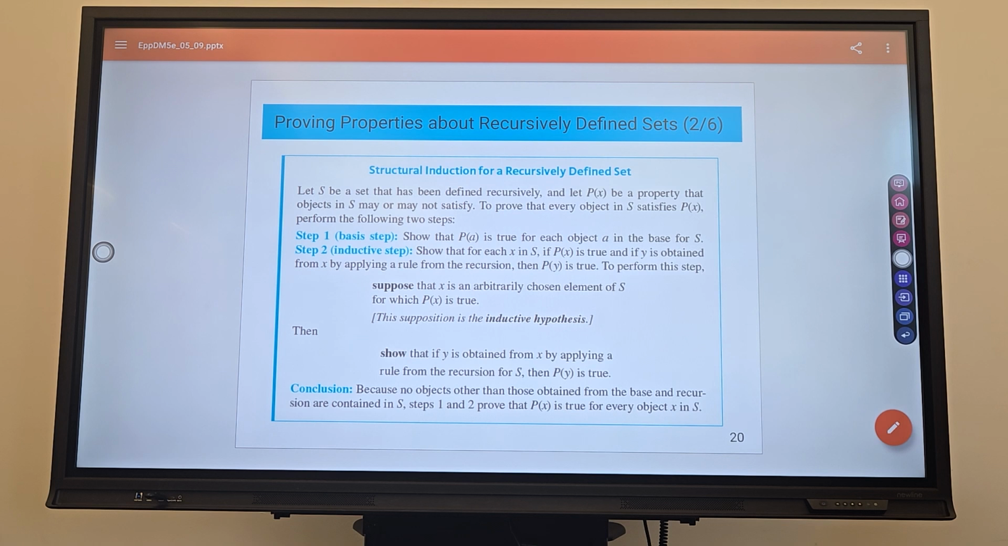Conclusion: because no objects other than those obtained from the base in the recursion are contained in S, steps 1 and 2 prove that P of X is true for every object X in S.